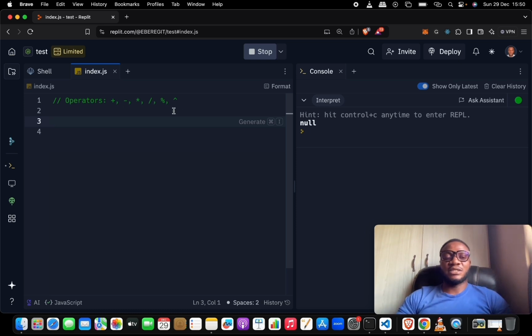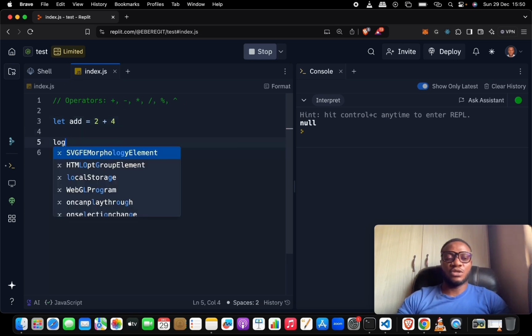So the first one is addition. How does it work? We could choose to say let's add equivalent to a plus b. So let's now overwrite a plus b. Let's pass in a 2 plus 4 like that. So when we have this, we can now log to the console.